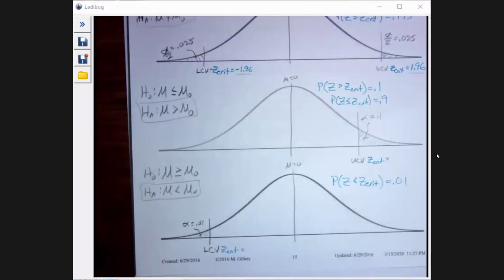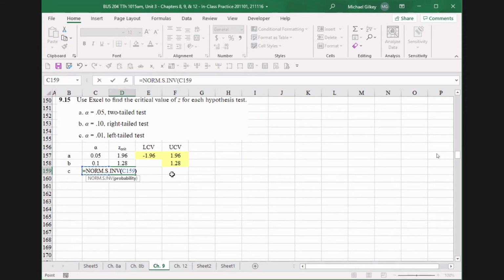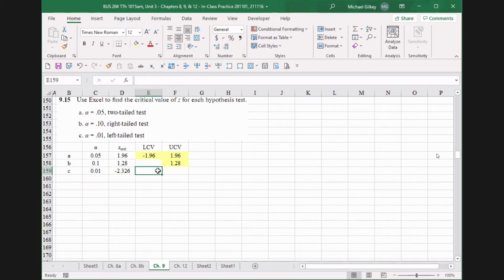So our critical value is just going to be norm.s.inverse of alpha. And they actually did this to 3 decimals. I'm not sure why they chose to do 3 decimals on this one. And I would call that a lower critical value to emphasize the fact that it's on the left of the mean.